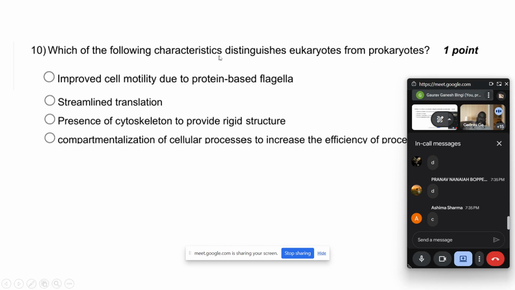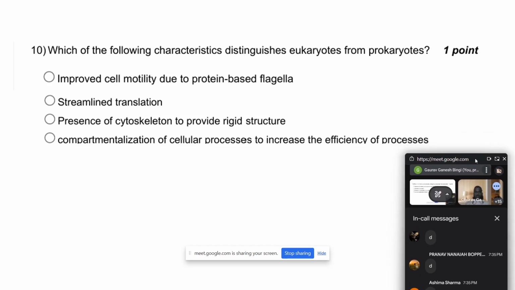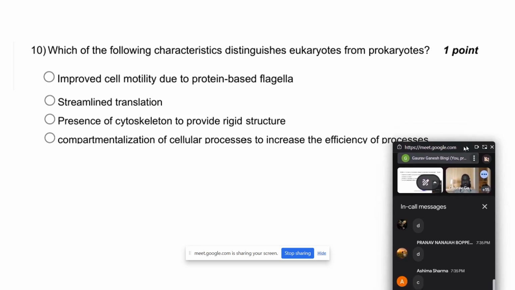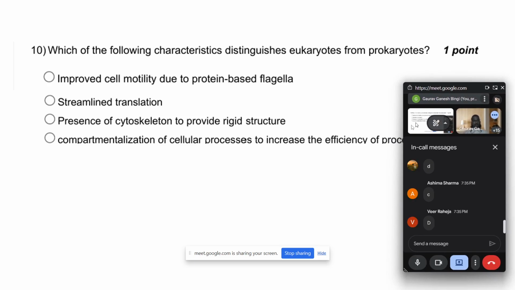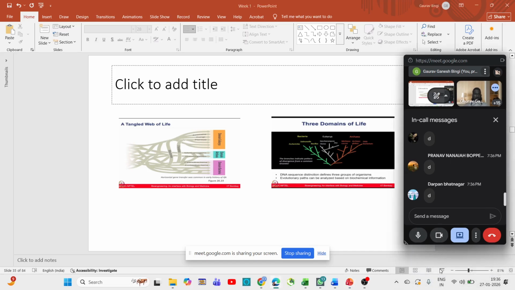So which of the following characteristics distinguishes eukaryotes from prokaryotes? It is efficiency of processes here. Okay. Improved cell mobility, streamlined translation, presence of cytoskeleton, or compartmentalization of cellular processes. Yes, you all are right. The answer is D. Just a minute.